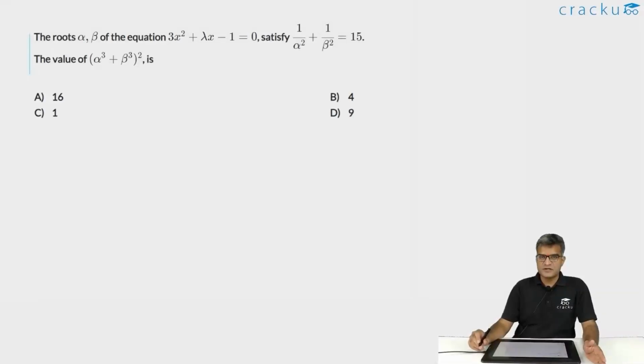In this question, we are told that the roots of a particular equation are alpha and beta, and we are given an equation in alpha and beta. We are told that 1 by alpha square plus 1 by beta square is 15. We are asked to calculate the value of alpha cube plus beta cube whole square.